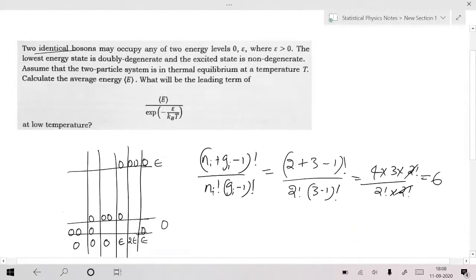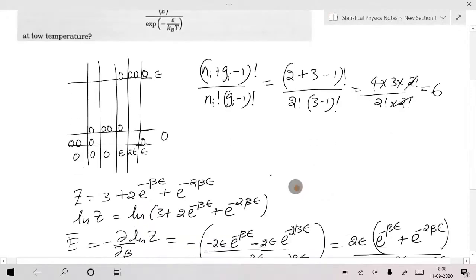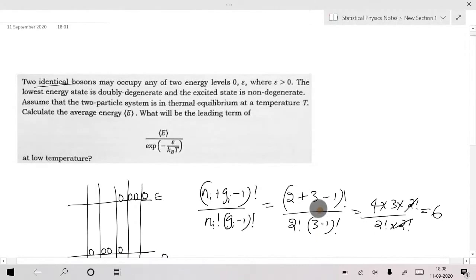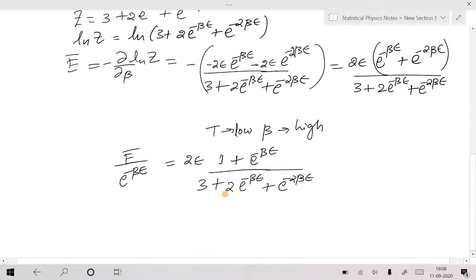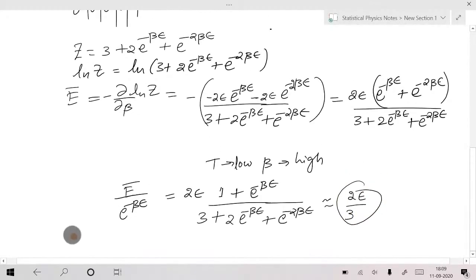This is a TFR question, am I right? Anyone quickly comment? Not a numerical one. What would happen is, when temperature is very low, that's nearly equal to 2E by 3, isn't it? When T is very low.